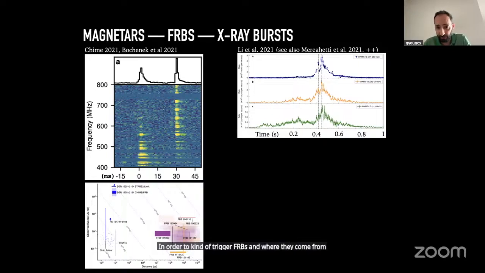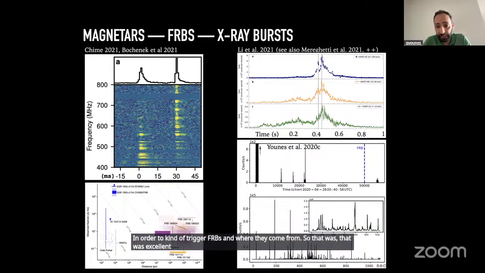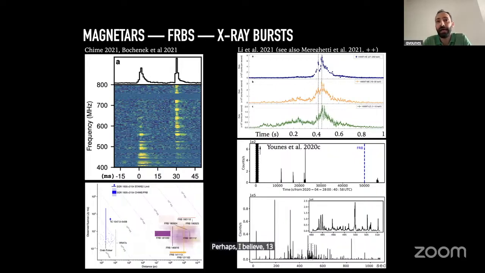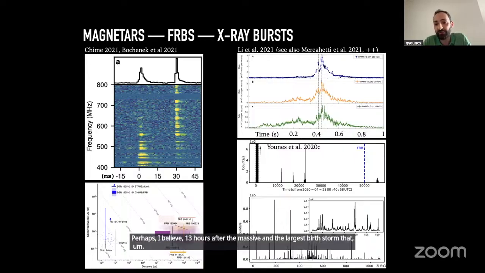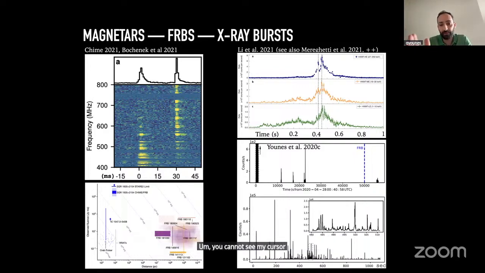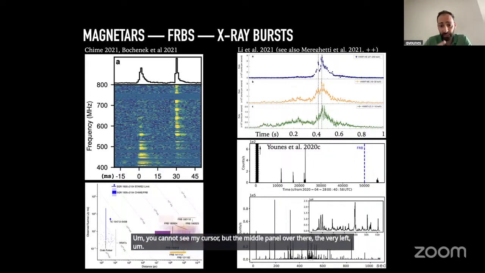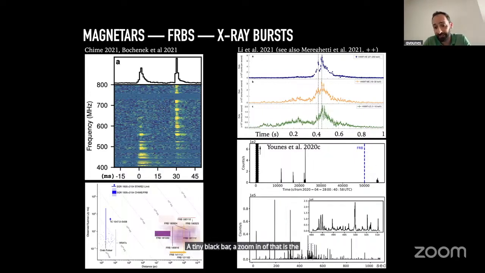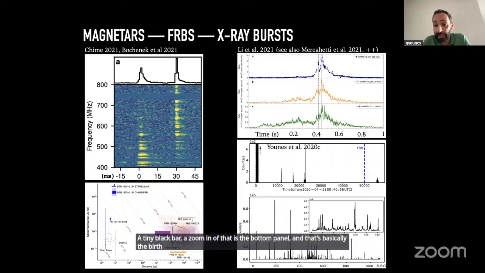So that was excellent. And of course, another element that we should always keep in mind is that the FRB occurred, I believe, 13 hours after the massive and largest burst storm that SGR 1935 has shown. So SGR 1935 was active for about 13 hours. You cannot see my cursor, but in the middle panel, at the very left, there is a tiny black bar. A zoom-in of that is the bottom panel, and that's basically the burst storm. And then it calmed down quite a bit.